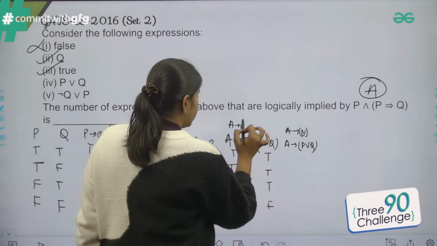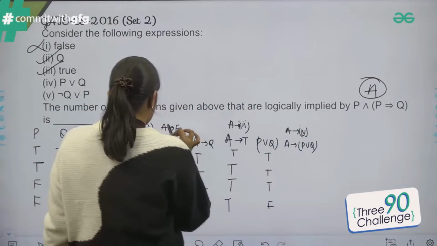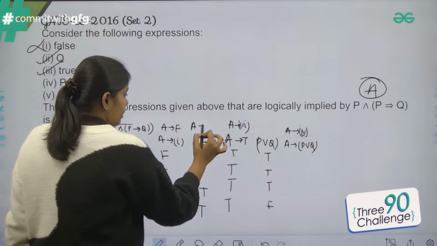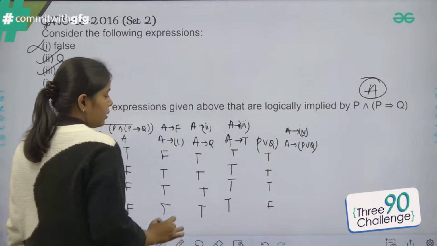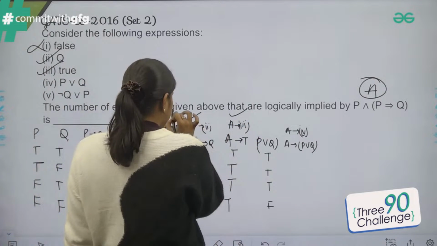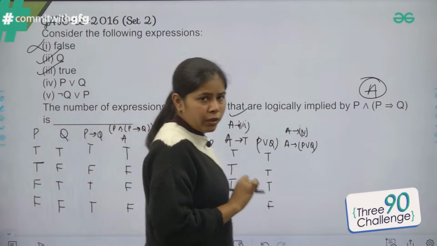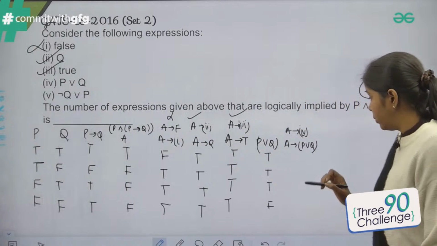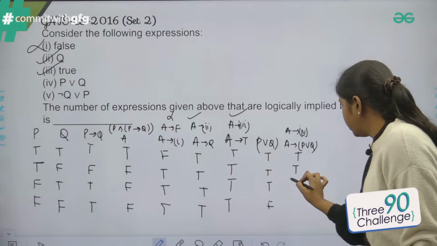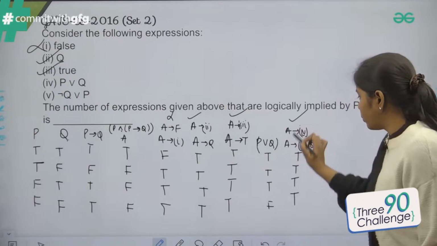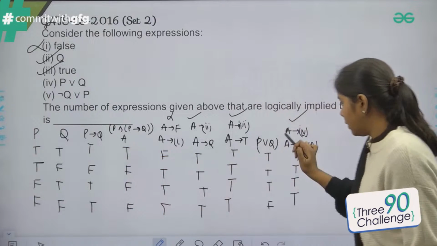A implication, third option, third statement. And A implication, second statement. So this is true, this is true, this is not true. I am checking for A implication P or Q. This would give me true, true, true, true. This is also true because now this is A, this is P or Q.